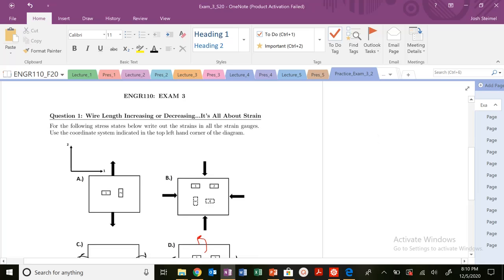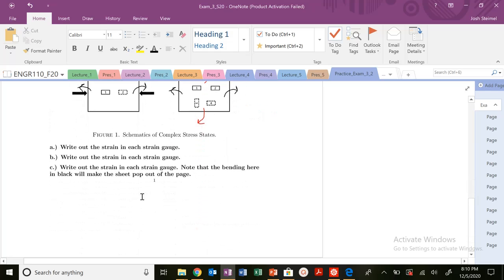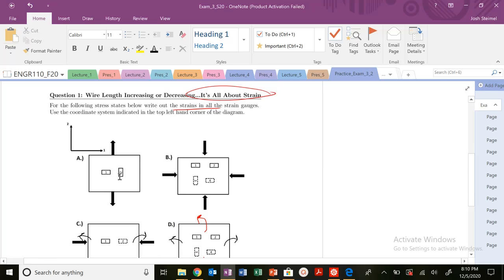Let's get started on our first question on exam 3, which is wire length increasing or decreasing. It's all about the strain. So we're going to use the following coordinate system, and we're going to write out the strains and all the strain gauges in this problem. For A, B, C, and D, we're just writing out the strain in the strain gauges.